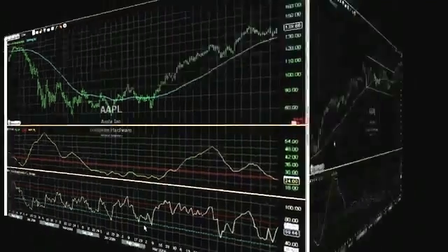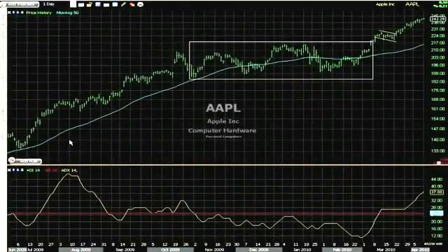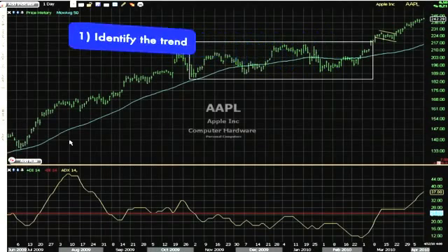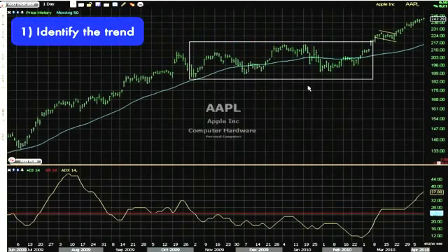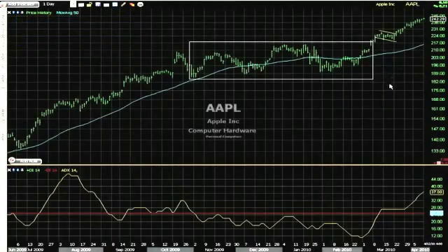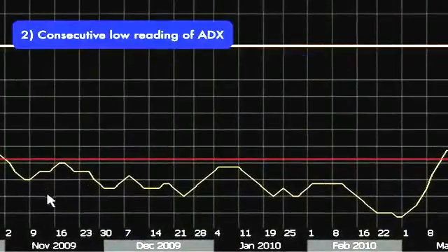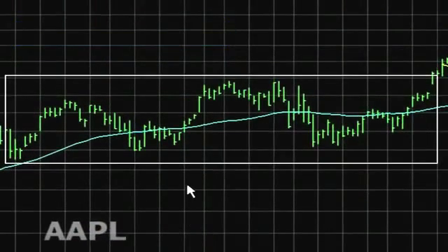Here are some other ideas. Here's one of my favorite uses of ADX. First, I identify the trend. I'm looking at my MA and I see that it's upsloping. So the trend is up. I will only take trades from the long side. Second, I'm going to look for a consecutive low reading of ADX together with sideways price action.